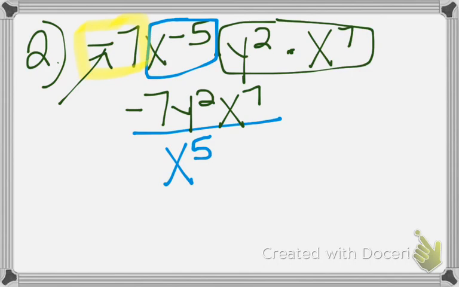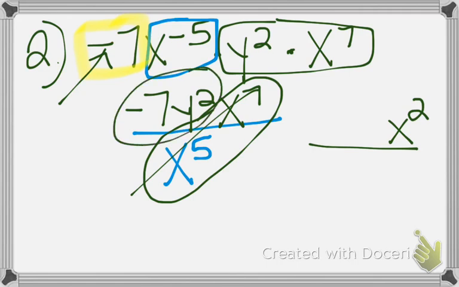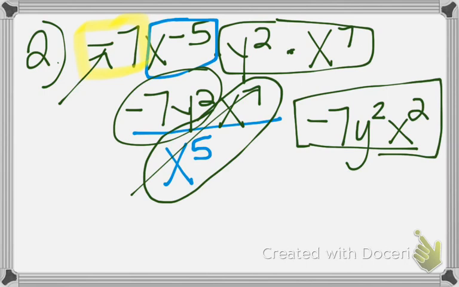In order for me to simplify this, I need to think to myself, where are there more x's? Well, there's more x's in the numerator. How many more x's are in the numerator? There are 2 more in the numerator. So now we've simplified our x's. Everything else has nothing else that can simplify. So our final answer is negative 7y squared times x squared. That is your final answer.